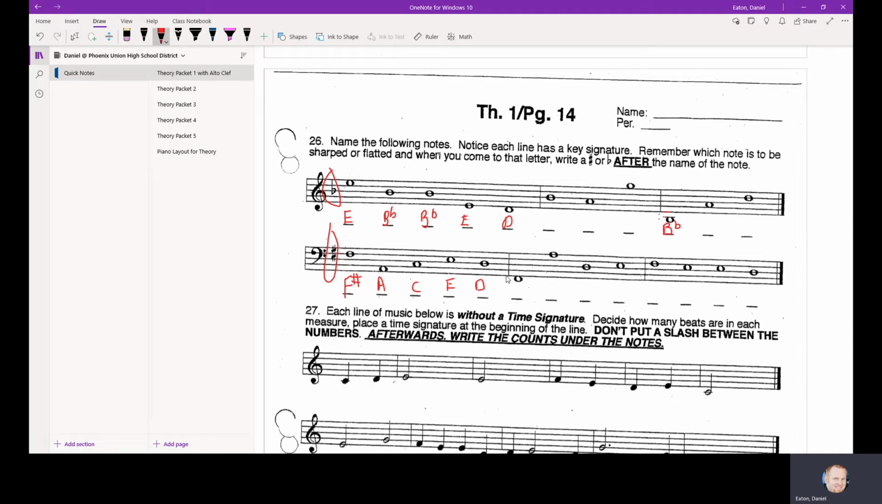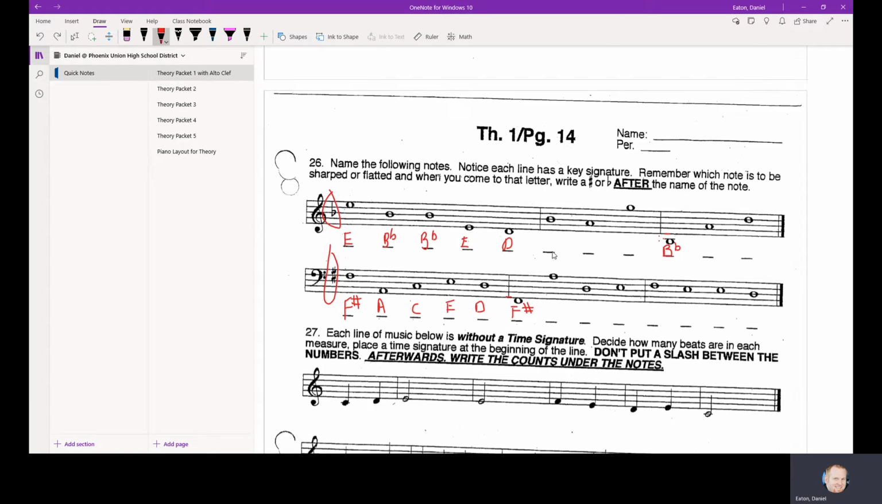And now again, the bottom line is a G. What comes before G in the alphabet? F. It must be sharp, because again, the key signature is telling me every single F that I see here is going to be sharp, for this particular example, because it's in G major.